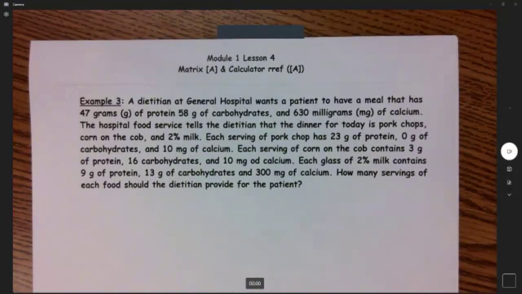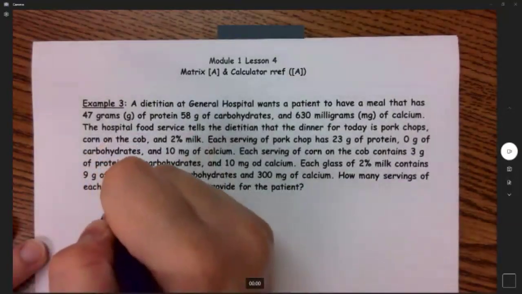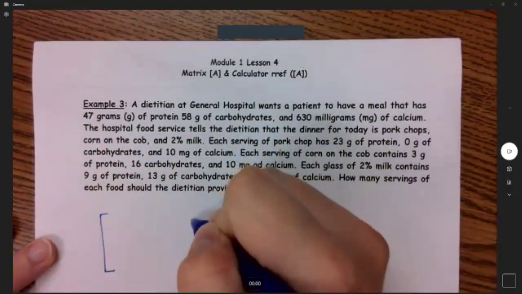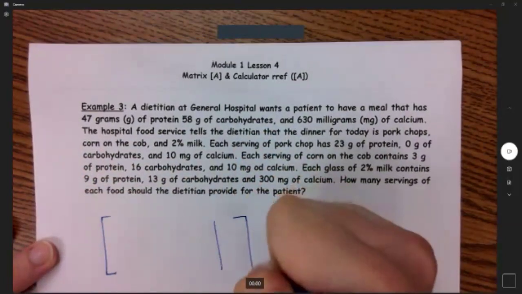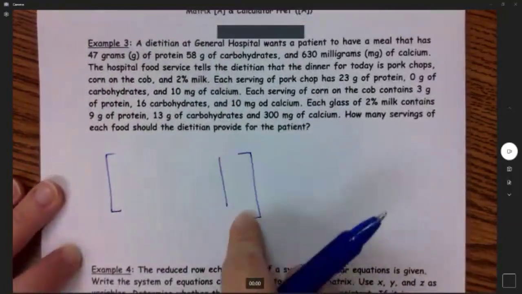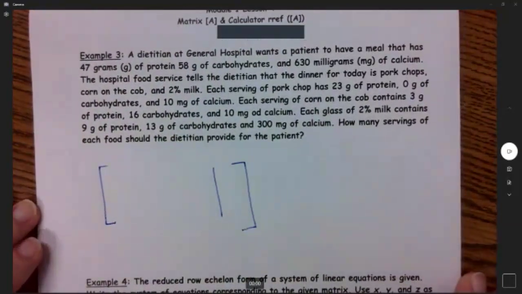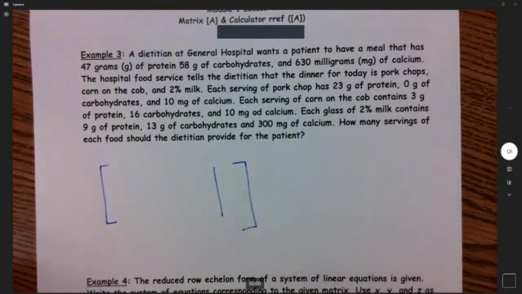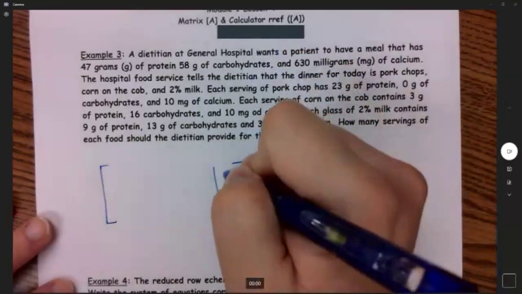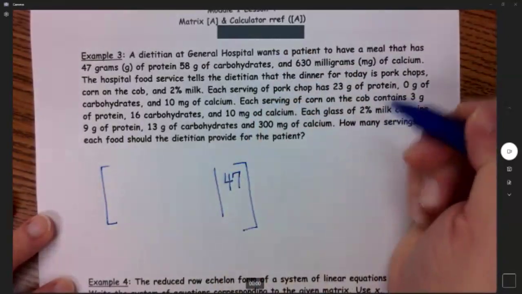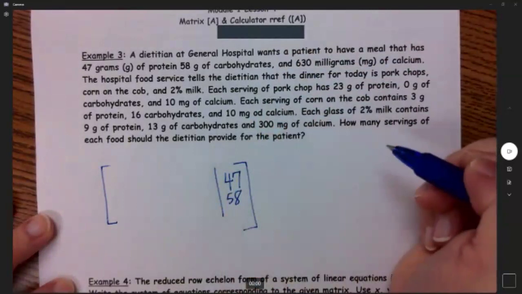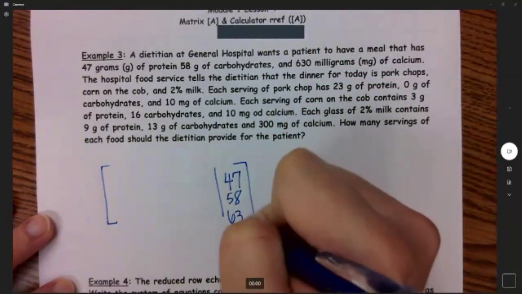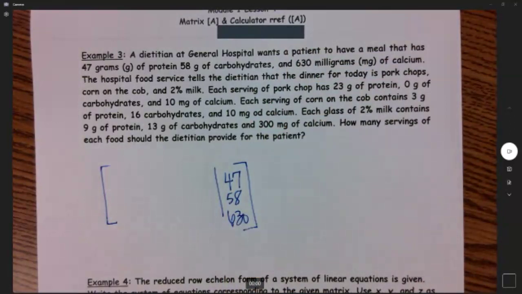Can you tell me, or can you guess, what these equations here are going to equal? What these equations equal come from the very first sentence. A dietitian at General Hospital wants a patient to have a meal that has 47 grams of protein, 58 grams of carbs, and 630 milligrams of calcium. So that's what these equations need to equal.